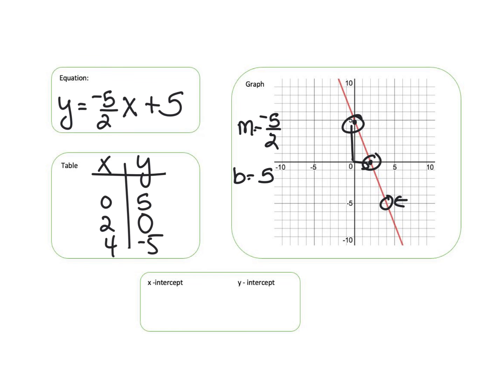My x and y intercepts, I think I actually already have them, right? They're in the table. So right here is the y-intercept, that's 0, 5. My x-intercept is also in the table. That would be 2, 0.